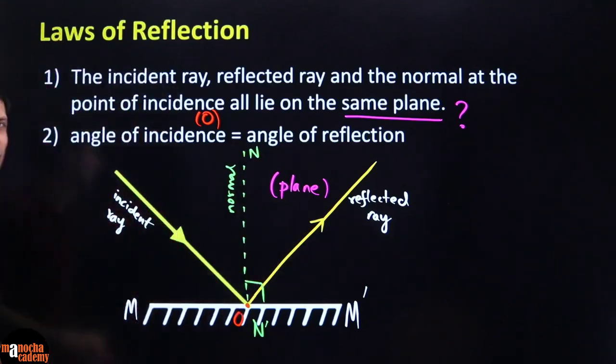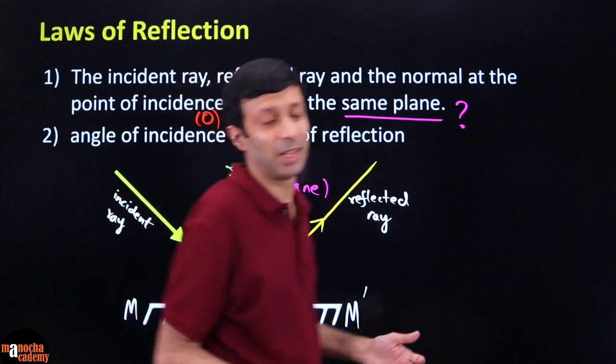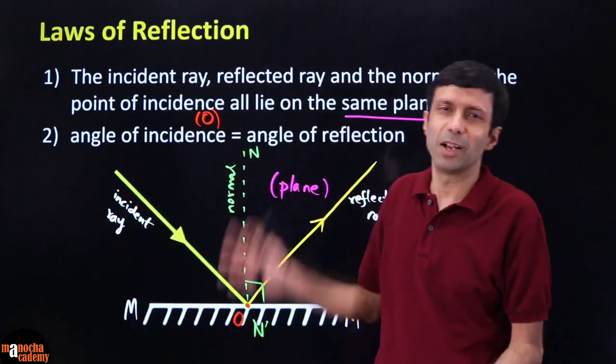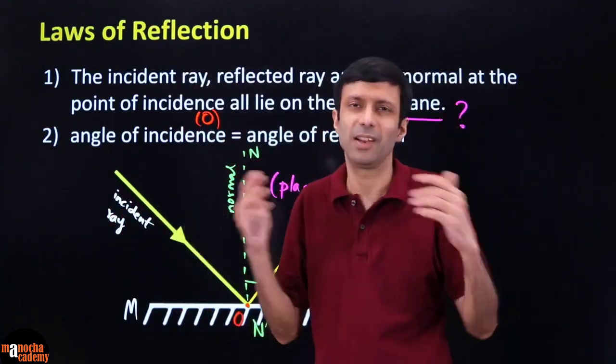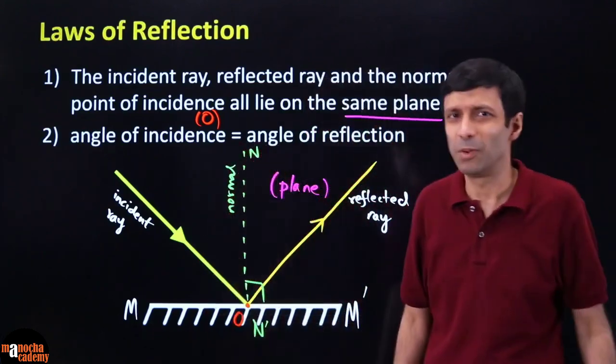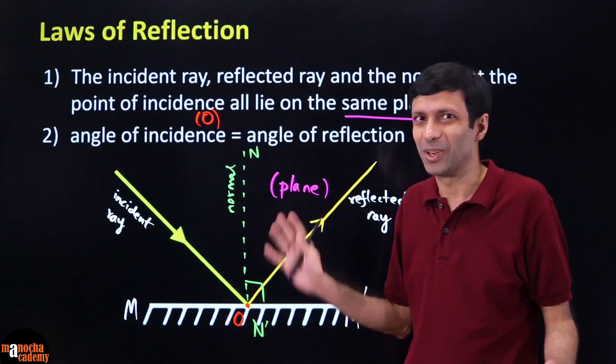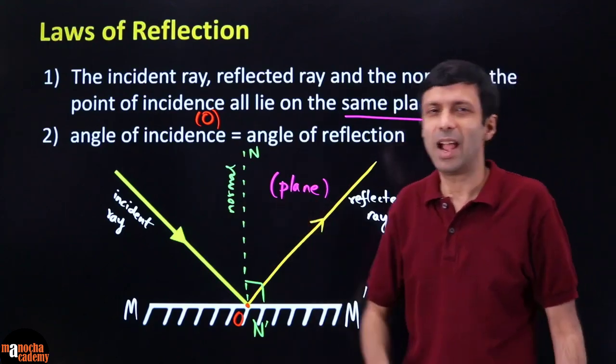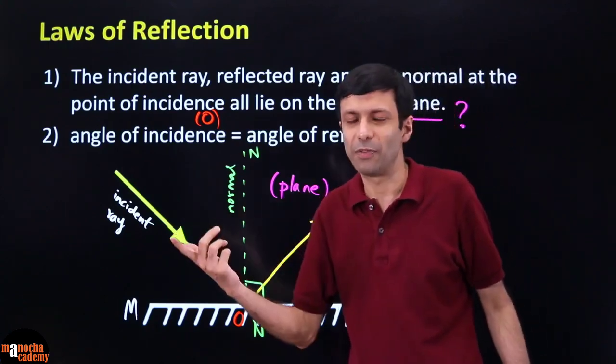Let's look at the second law, which is thankfully much simpler than the first law. I could never remember that whole sentence: incident ray, reflected ray and the normal at the point of incidence all lie on the same plane. Too many words there. But now I hope you have understood it. Now let's look at the second one. Angle of incidence is equal to angle of reflection.